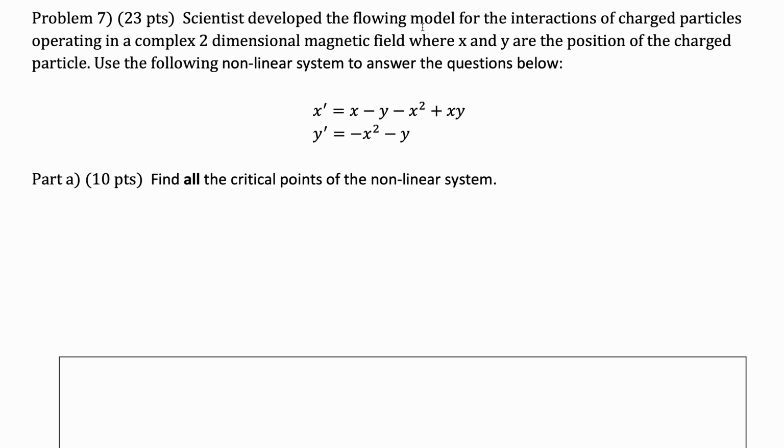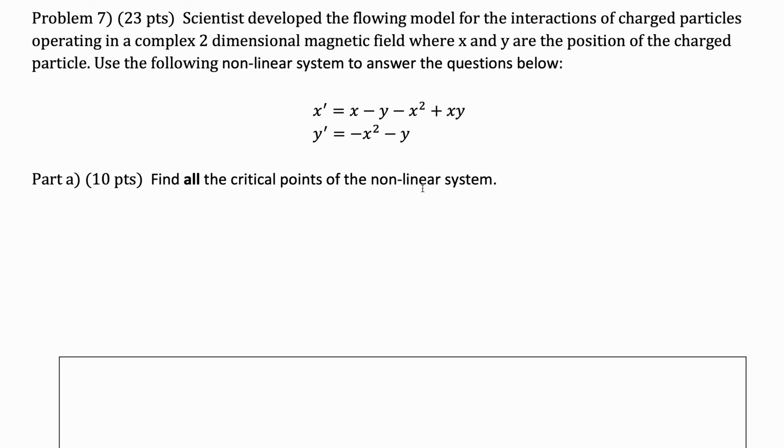Scientists developed a following model for the interactions of charged particles operating in a complex two-dimensional magnetic field, where x and y are the position of the charged particle. Use the following non-linear system, this one that we have at the bottom here, to answer the questions below. And part A, find all the critical points of the non-linear system.